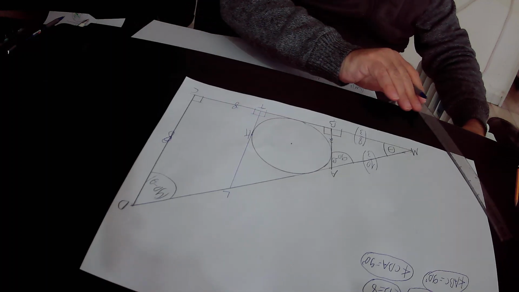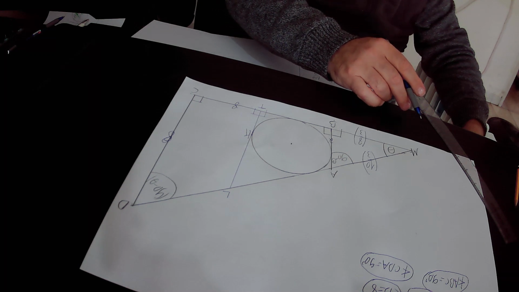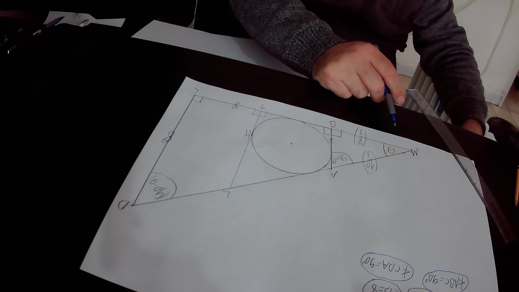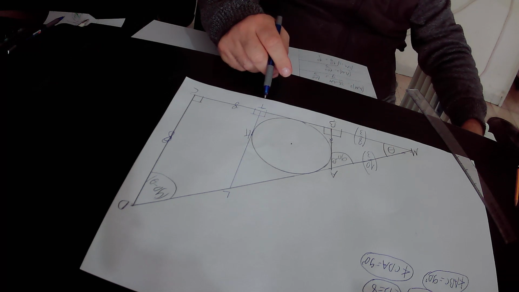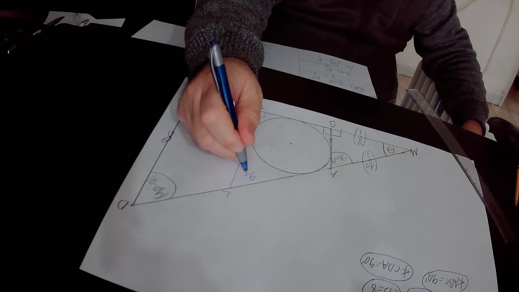By doing this construction, we can get here the right triangle MTL. In the right triangle MTL, this angle equals theta, this angle equals 90 degrees, therefore the missing angle here must be equal to 90 degrees minus theta.